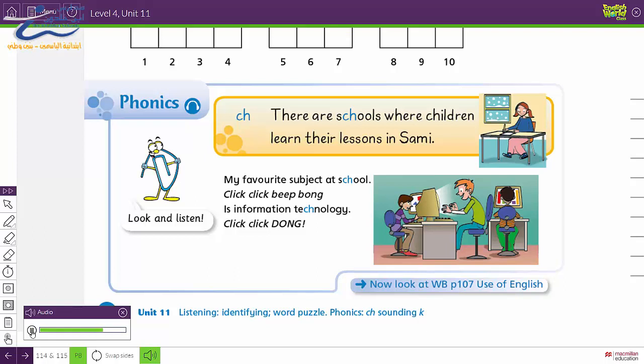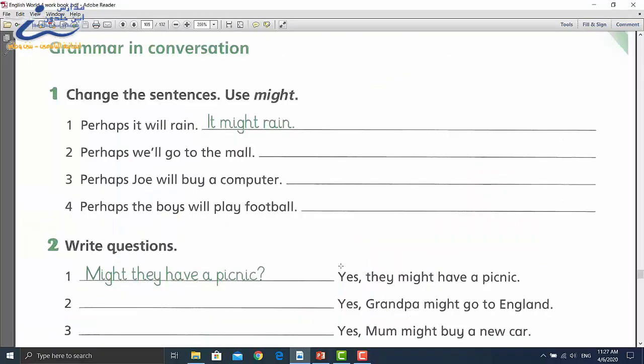My favourite subject at school, click, click, beep, bong, is information technology. Click, click, dong.